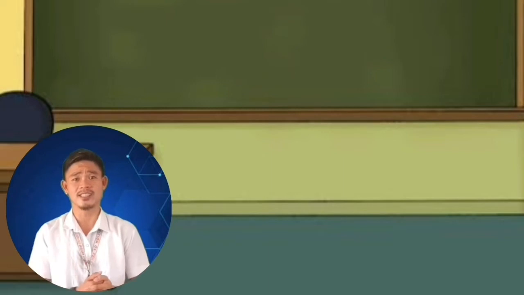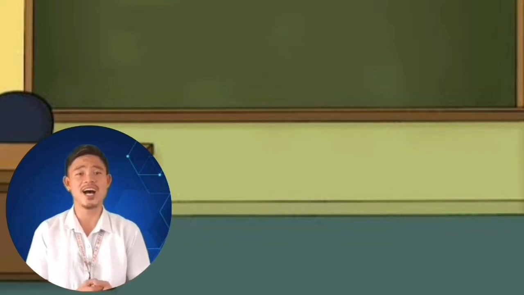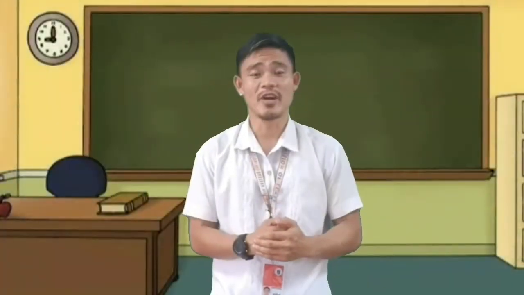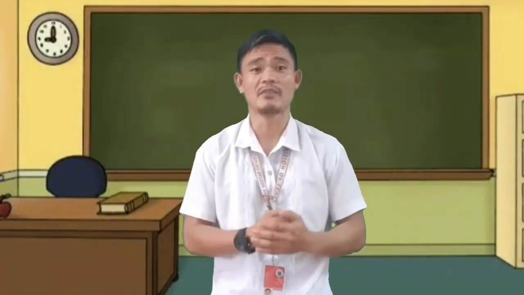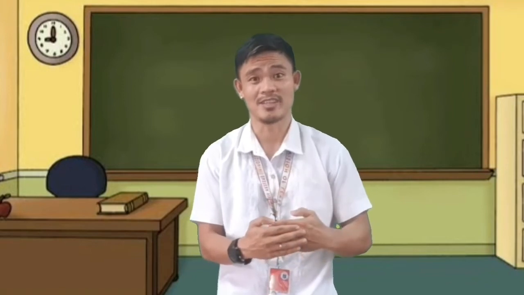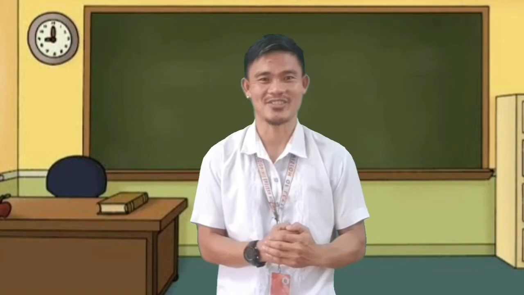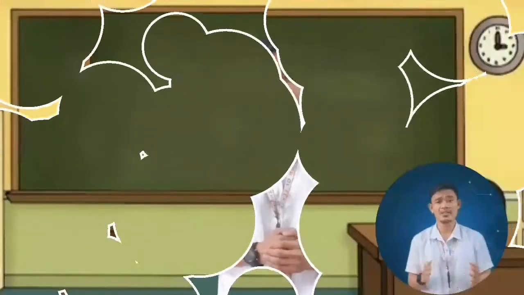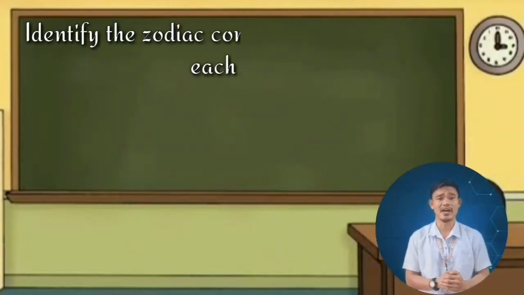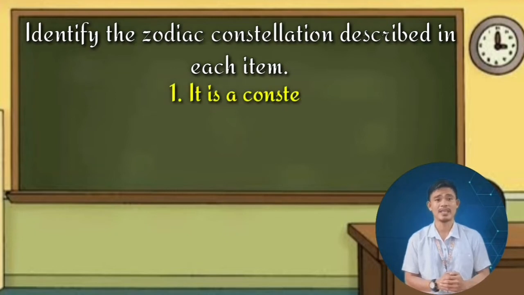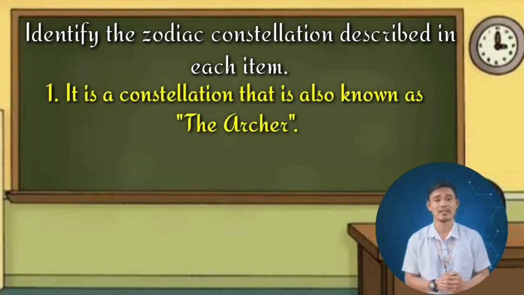Alright class, once again, there are 12 zodiac constellations. Now this time, let's try to find out the level of learning that you have acquired based on our discussion. I know you're ready. We will have our first exercise. Let's begin. Our first exercise says, identify the zodiac constellation described in each item.